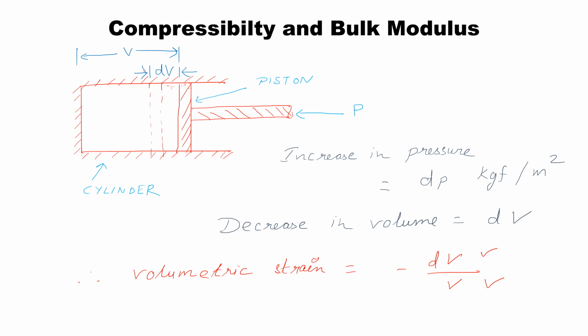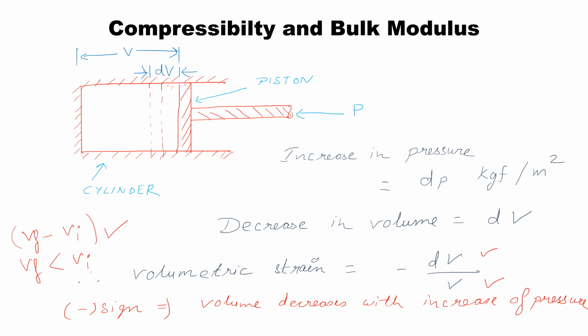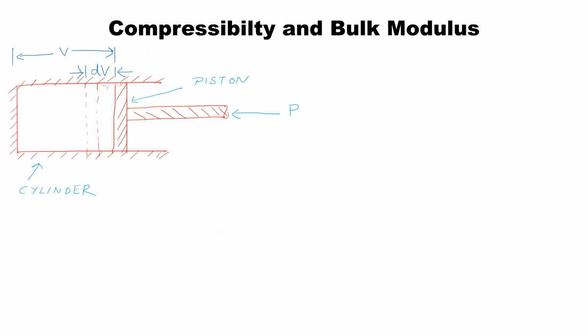Here you can see a negative sign. So why are we using this negative sign? The reason is that when we increase the pressure, the volume decreases. If we write the difference between the volumes, V final minus V initial, since V final is less than V initial, this will be a negative quantity. So the negative sign shows that volume decreases when we increase the pressure.